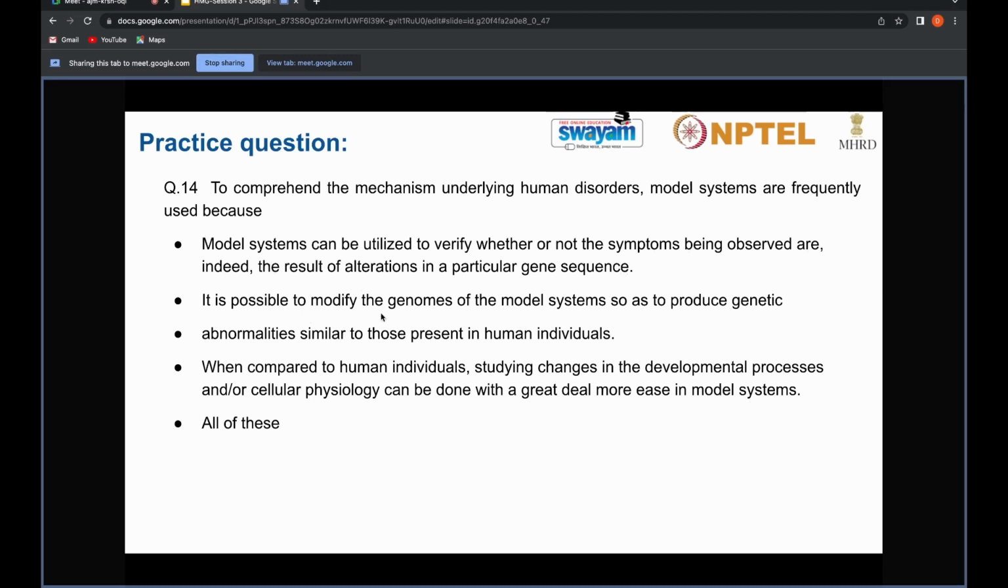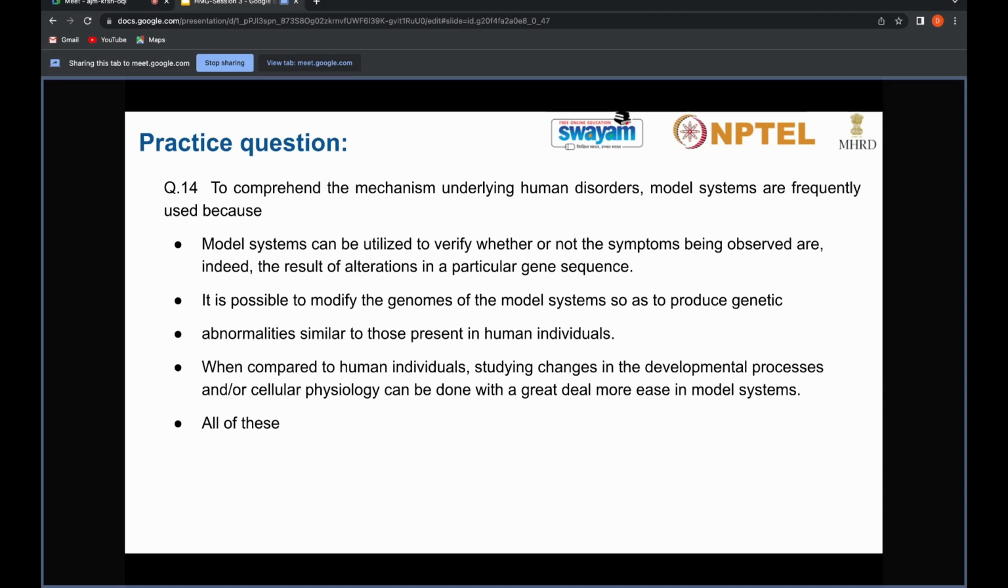Option B: it is possible to modify the genomes of the model systems so as to produce genetic abnormalities similar to those present in human individuals. Option C is when compared to human individuals, studying changes in the developmental processes or cellular physiology can be done with a great deal more ease in the model systems. And option D is all of these. So you have to tell why we use model systems when we want to comprehend the mechanisms that involve human disorders, and why we don't go for directly using human individuals.